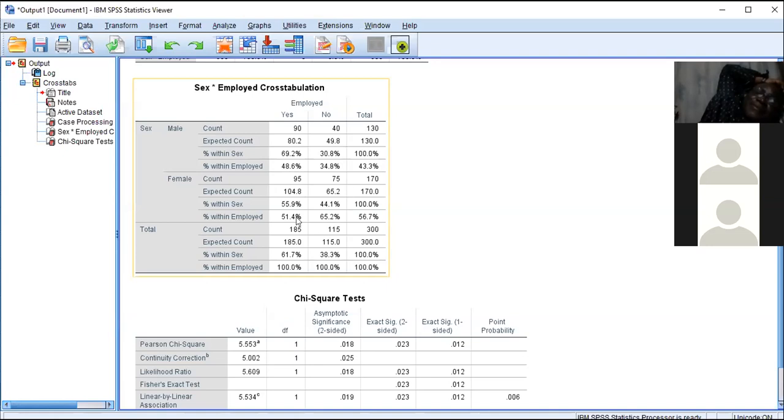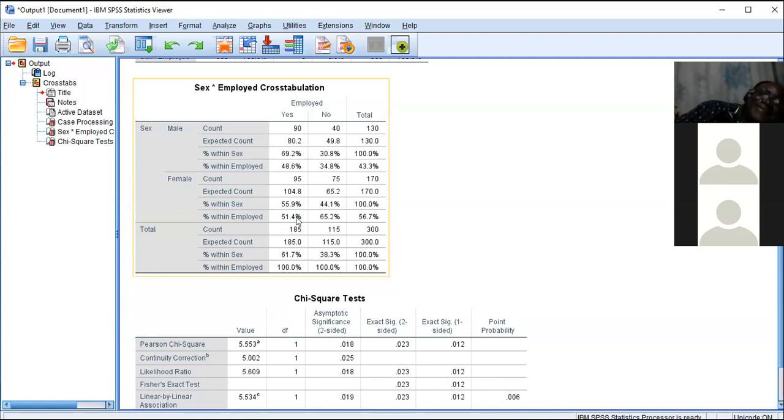Jane. It's not there again. Can you see? I'm here trying to catch up with what you are saying. I asked you a question. I said, if I say that among the people that are employed, 48.6% are male, 51.4% are female, who is more employed among male and female?